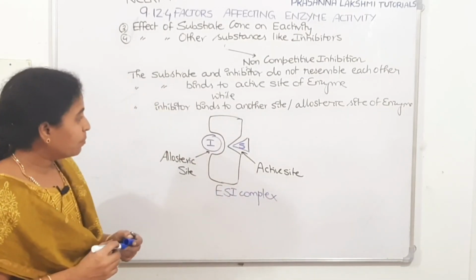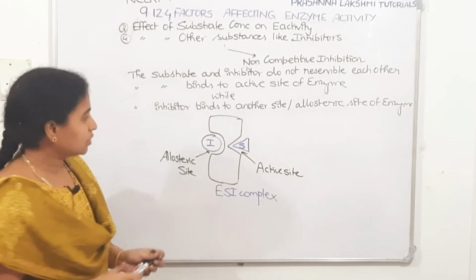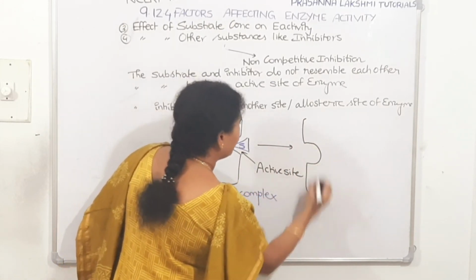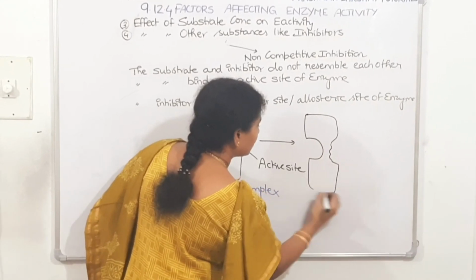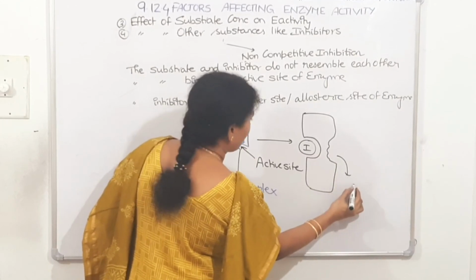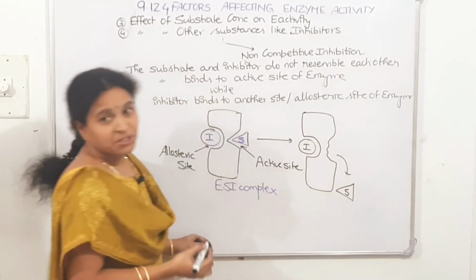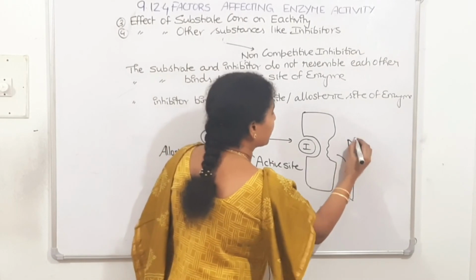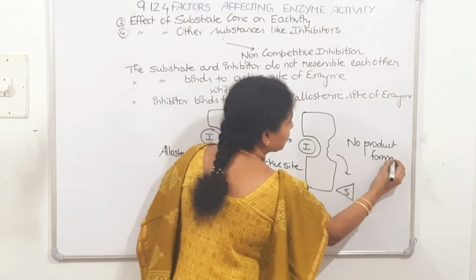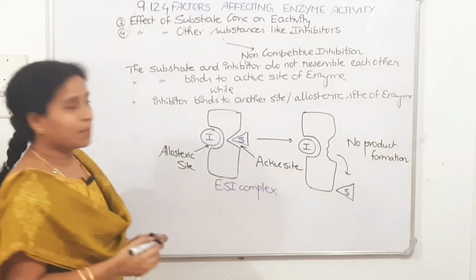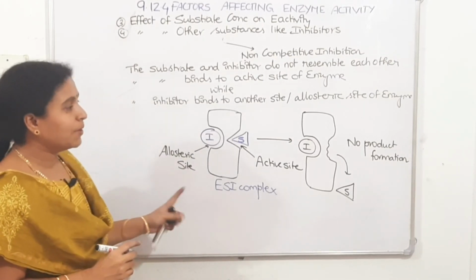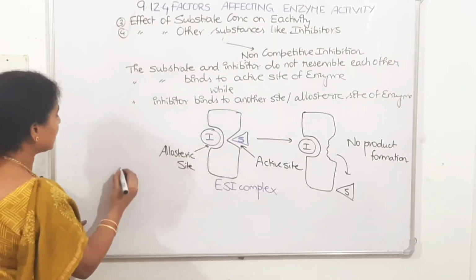Now, when the inhibitor binds to the allosteric site, it makes some changes in the enzyme so that the substrate can no longer bind to the active site, and the substrate drops down. When the substrate drops down, there is no product formation. So this is about non-competitive inhibition.